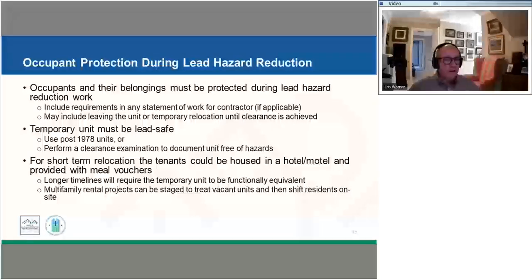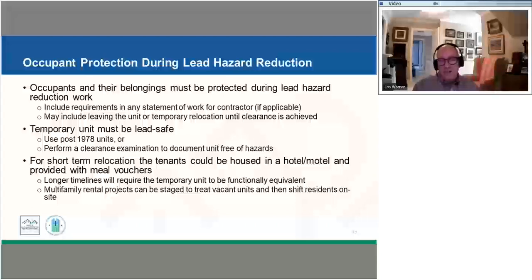If we had a unit that was more involved and they were going to need to be out of that longer, then it may be that we would need to move them to a unit that was more functionally equivalent. So, if they're going to be out for a couple weeks, a month, then they probably need to be somewhere where they have cooking facilities. So maybe that's a short-term rental. Maybe we're able to shift them to another unit on that same property that we've already determined is safe for them, and then move them back once that work has been completed.